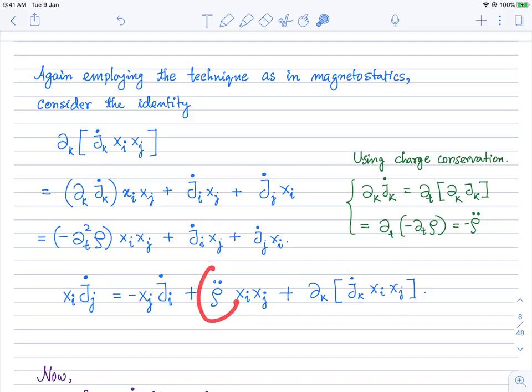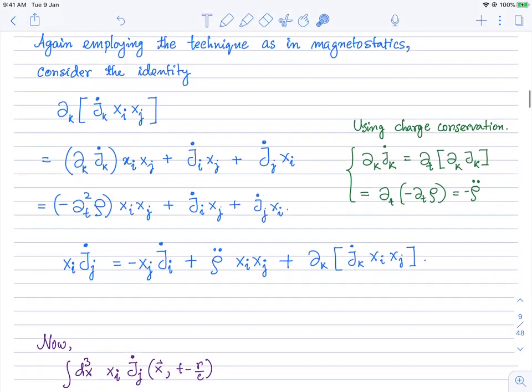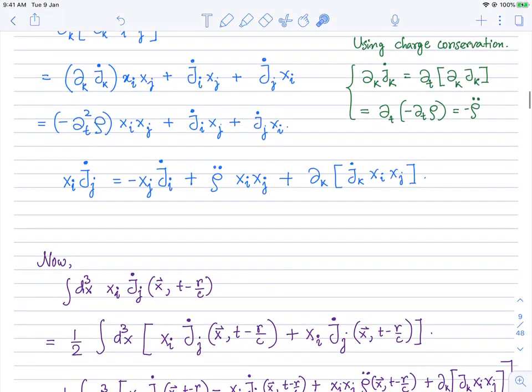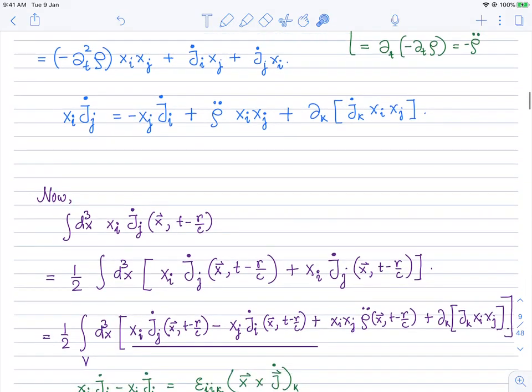Okay, so this term remains as the double time derivative of charge density. And then, of course, there are two more terms. One term is this term, which is minus of this thing, and then there's a total derivative term. Now we can use the same drill, where we write x_i j_j dot as two terms and divide by half.